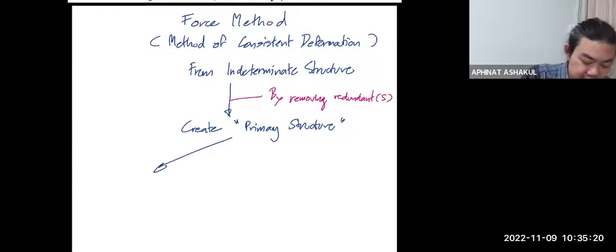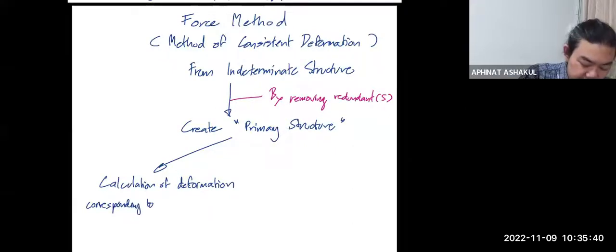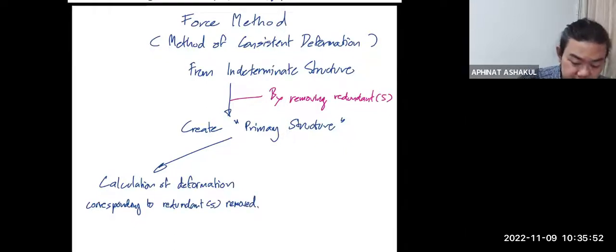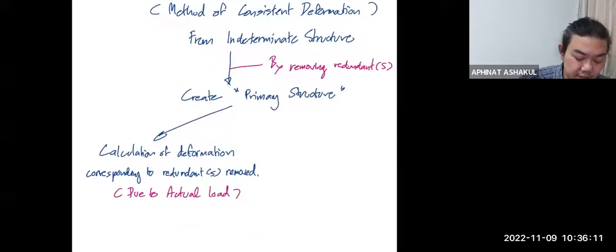So when you have a primary structure, now you have two tracks, which may confuse some students. Track one is the calculation of deformation, right? Corresponding to the redundant removed. Now, when we calculate the deformation corresponding to the redundant removed, this is due to the actual load.